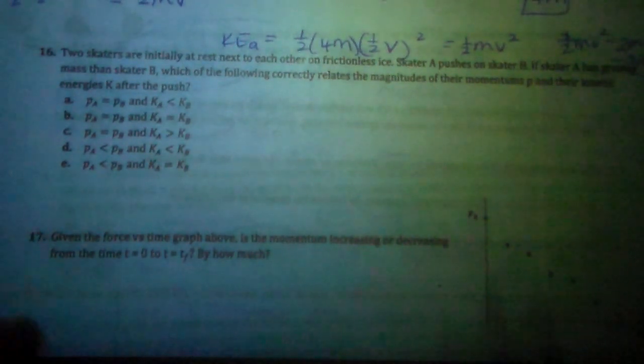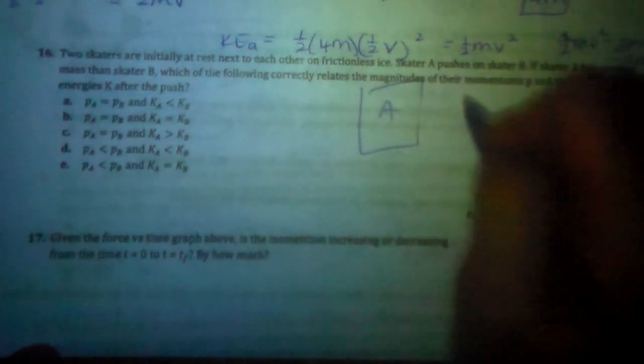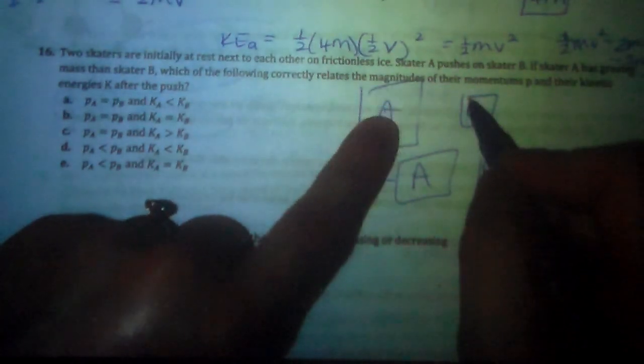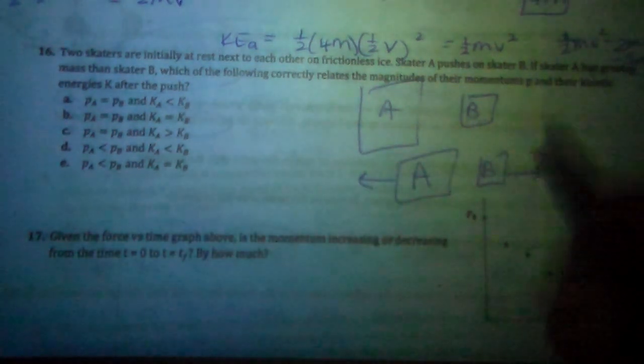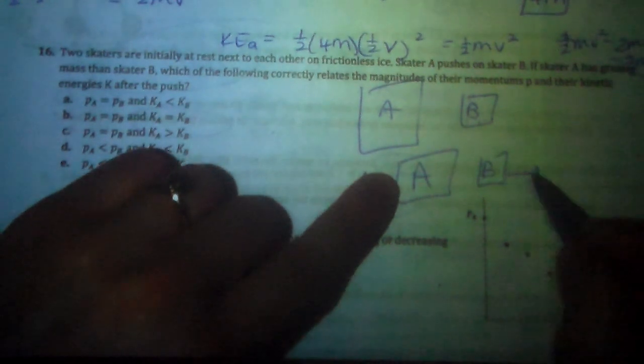Two skaters initially at rest next to each other on frictionless ice. A pushes on B. A has a greater mass, so A, B. They're initially at rest, which relates their momentum. So when they go off, they each transfer the exact same amount of momentum to each other, and they both start at rest, so they'll have to have the same momentum. I know they transferred the same amount of momentum because momentum is conserved. What A changes is what B changes, just in opposite directions, right? One positive, one negative. And then they started from rest, so their final is the same, just one positive, one negative. So we can cross off D and E.